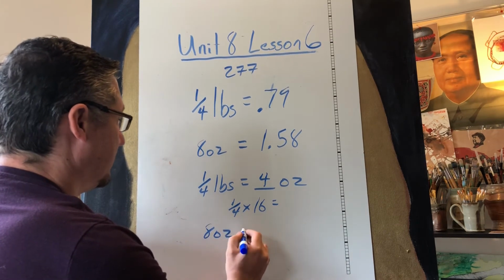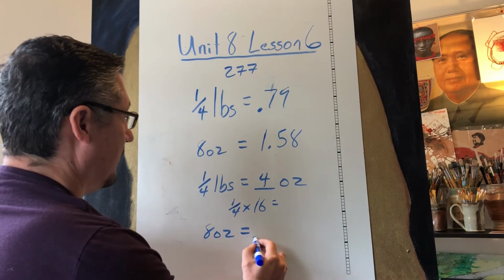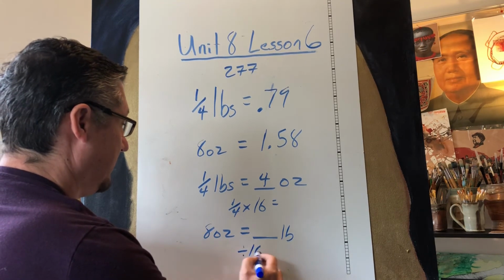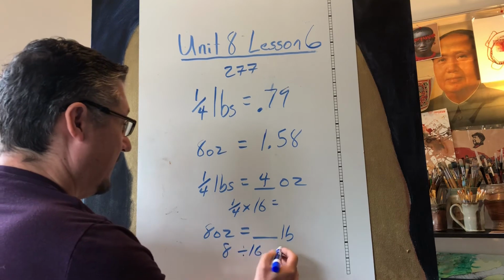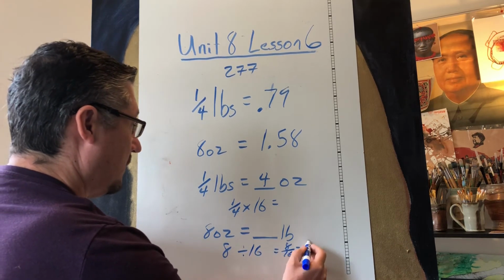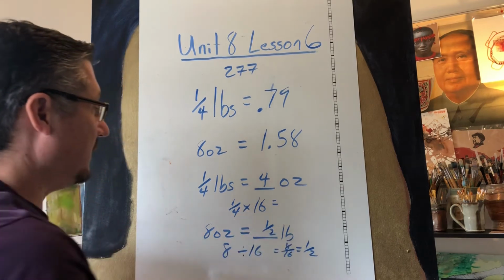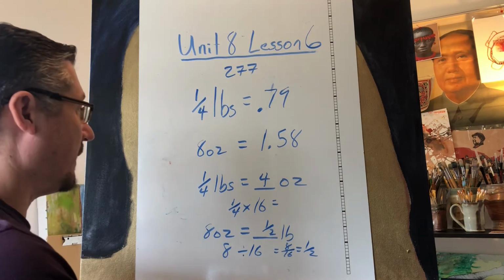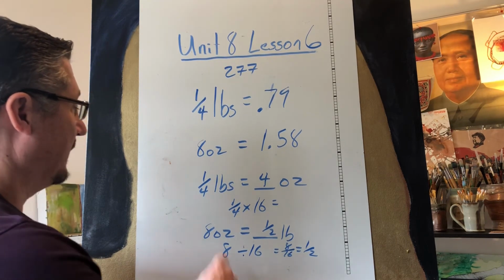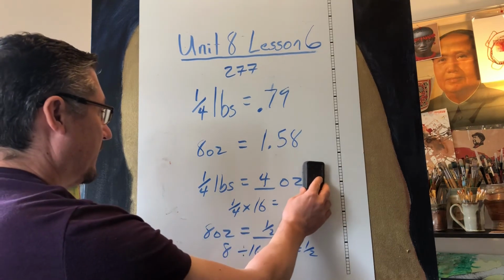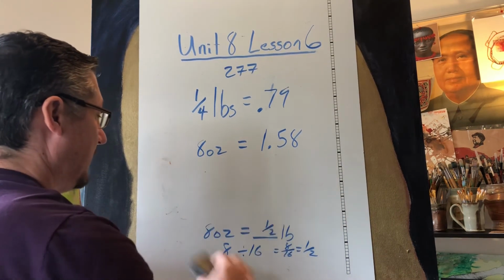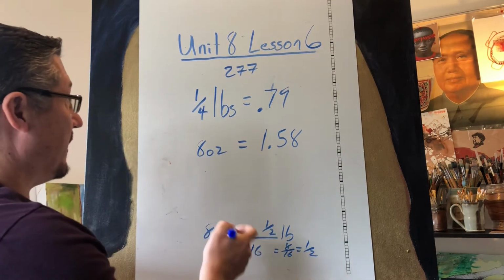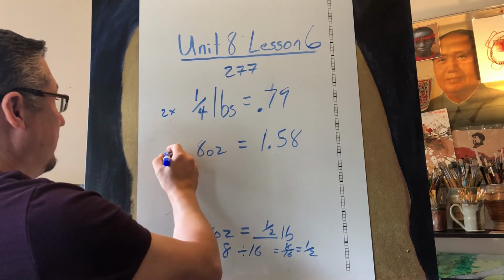8 ounces, going to pounds. Well, 8 is half of 16, so this is divided by 16. That's going to give me 8/16, or 1/2. So I can use either one of these as a comparison. So let's pick one. 8 ounces equals 1/2 pound. Well, I have 1/4 pound. So to do a comparison, I either double this or I divide this by 2.